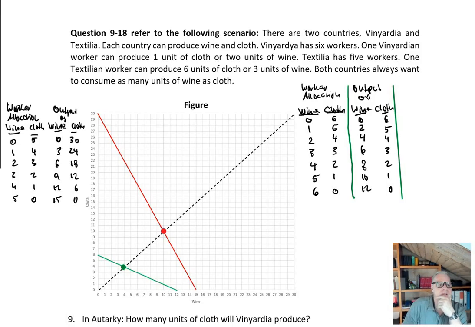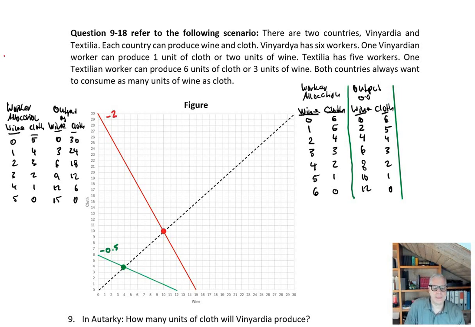So now which country has a comparative advantage in what? We can take a look at the slope. What is the slope of Vineyardia's PPF? 6, the rise over the run. So the slope is rise over the run, so that's negative 0.5. Just put it here, negative 0.5. And what's the slope of Textilia's PPF? That goes from 30 to 15, so that is -2.